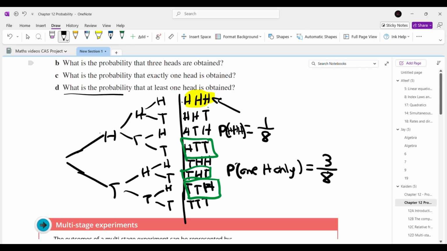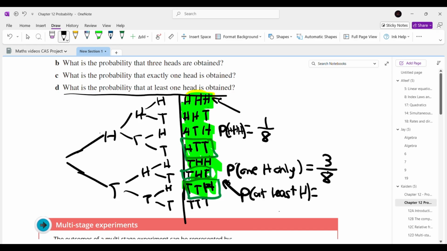Finally, D, what is the probability that at least 1 head is obtained? So at least 1 means just 1 or more. So all of these values right here, except the last one, where it's all tails, have at least 1 head. So the probability that at least 1 head is obtained is going to be equal to 7, because there are 7 outcomes which satisfy this, over 8.